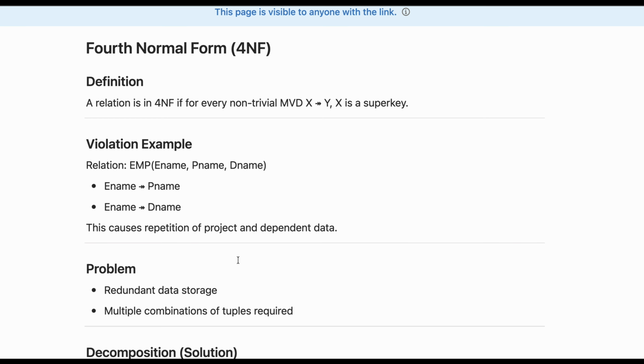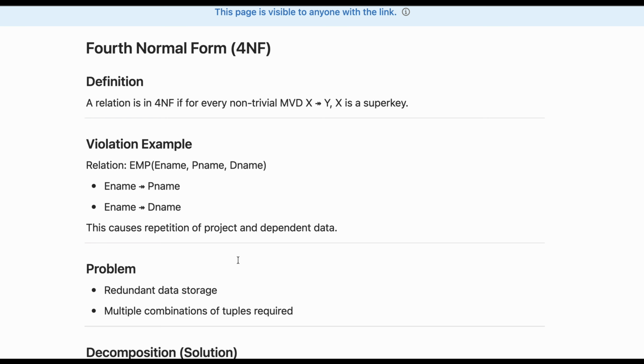Let's see an example. Here we are considering one example. Consider a relation employee with attributes employee name, project name and department name. Here employee name determines multiple project name values and also multiple department values. This causes redundancy because combinations of projects and dependent values are repeated.